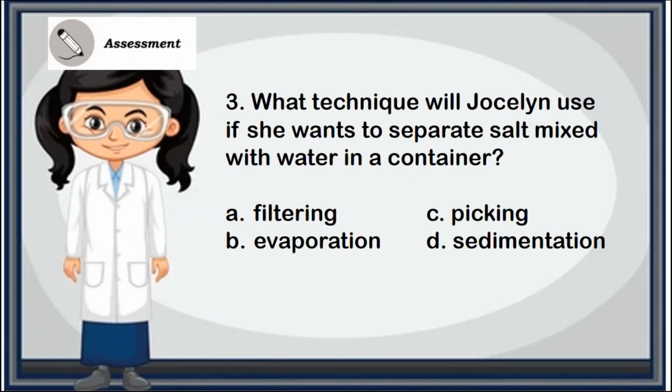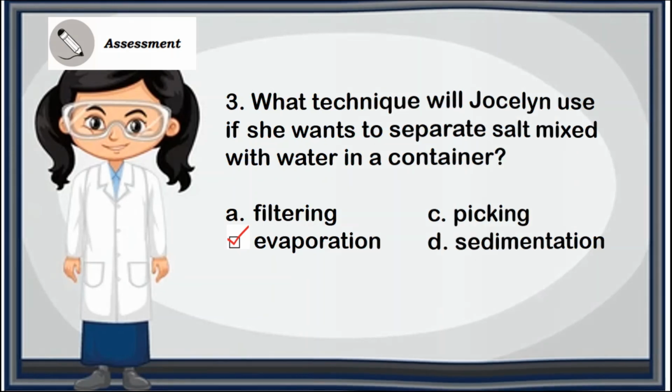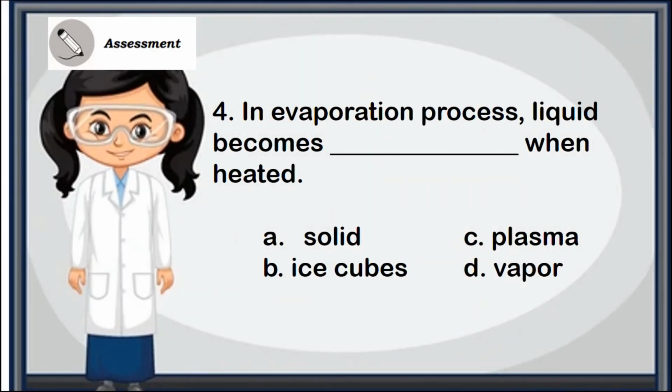Number 3, what technique will Jocelyn use if she wants to separate salt mixed with water in a container? A, filtering. B, evaporation. C, picking. And D, sedimentation. Of course, our lesson for today is about evaporation. Evaporation is the answer. Number 4, in evaporation process, liquid becomes blank when heated. A, solid. B, ice cubes. C, plasma. And D, vapor. Okay, the liquid becomes vapor.